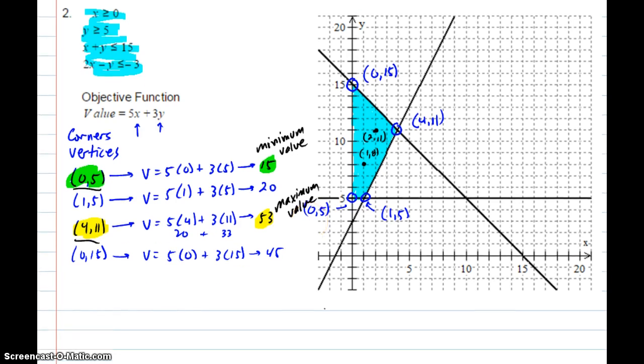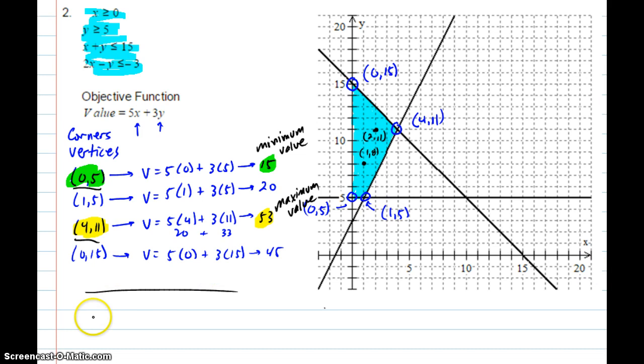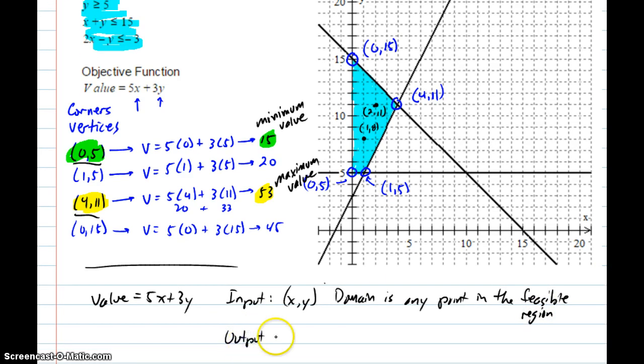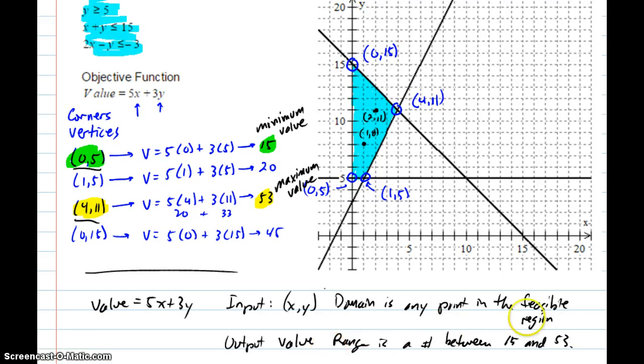For those of you paying attention to functions, the objective function is indeed a function, and we say the value in this particular case equals 5x plus 3y. I want you to notice something. Our input is an ordered pair, x comma y, and the domain is any point in the feasible region. The output is some value, and the range is a number between 15 and 53. So that's kind of an aside, kind of connecting that back to our domain and range discussion earlier.